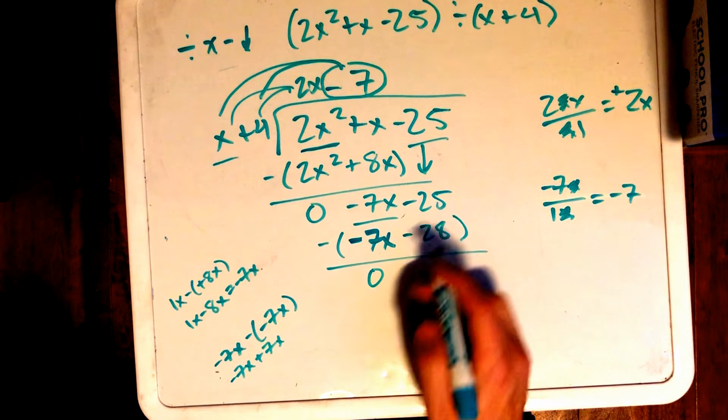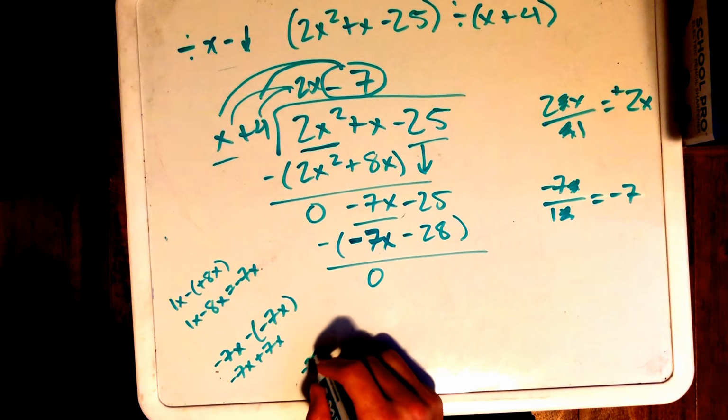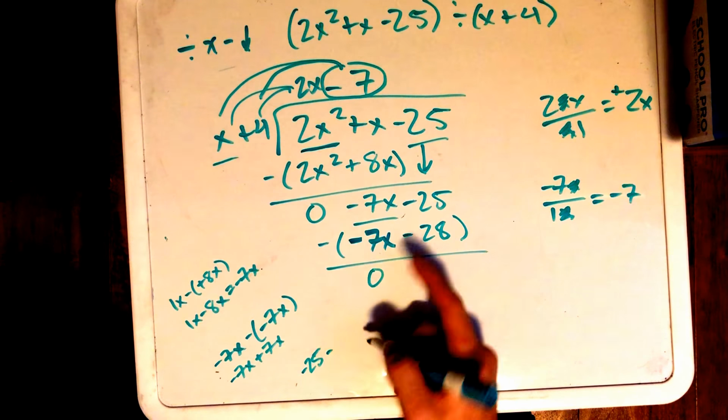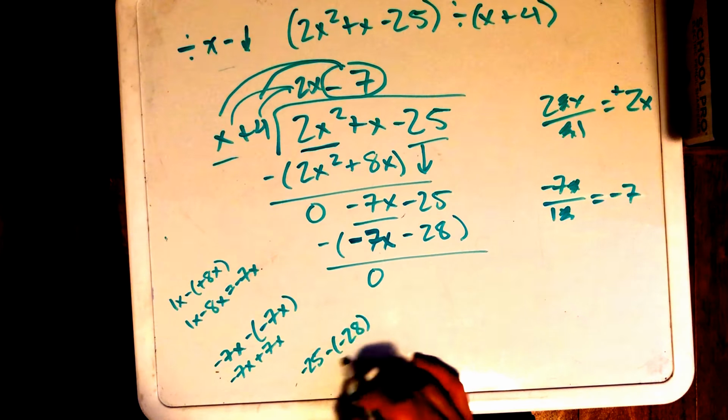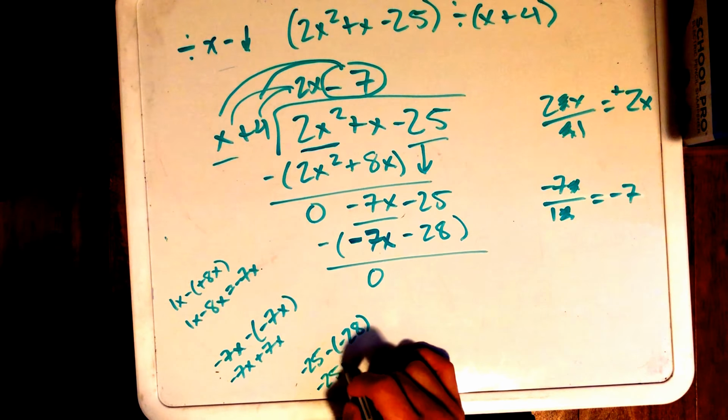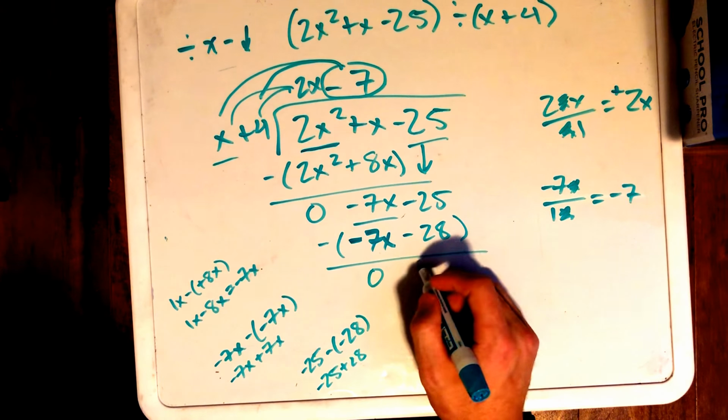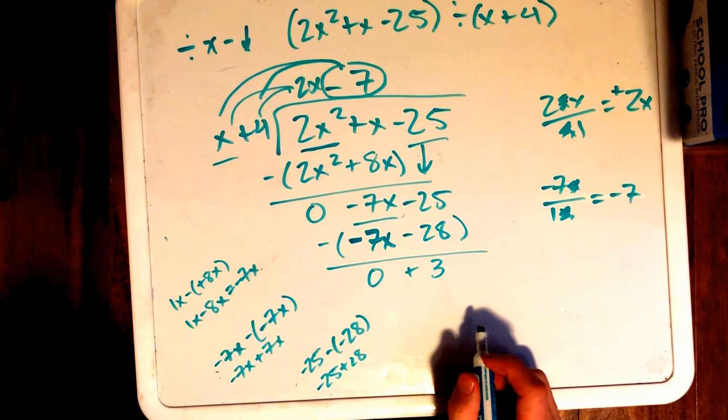So now we have this negative 25. I'll move it over here. Negative 25 minus negative 28. And just like with our other one, this is actually adding. So we have negative 25 plus 28, and what that leaves us with is a positive 3.